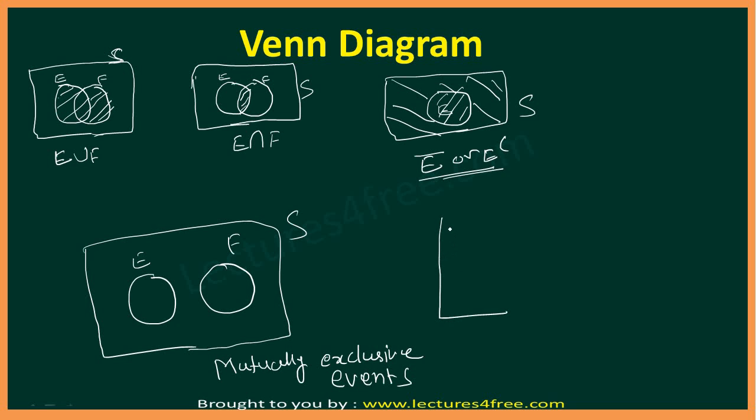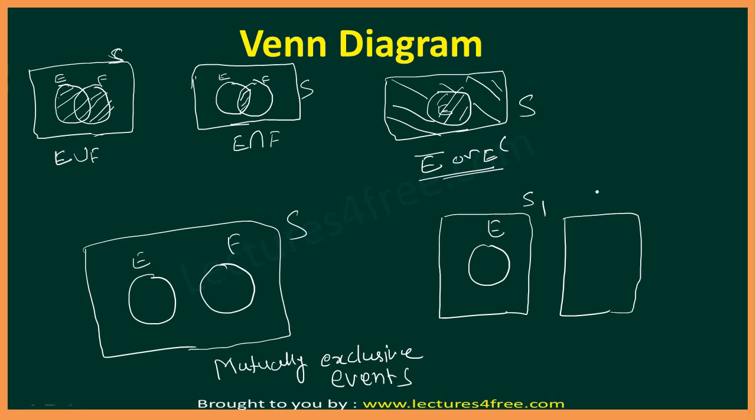And let's suppose we have one sample space S1, and here it is E. This is another sample space S2, and here it is F. So here the sample spaces are different, and the probability of happening of E doesn't affect the probability of happening of F. So this type of events is known as independent events.